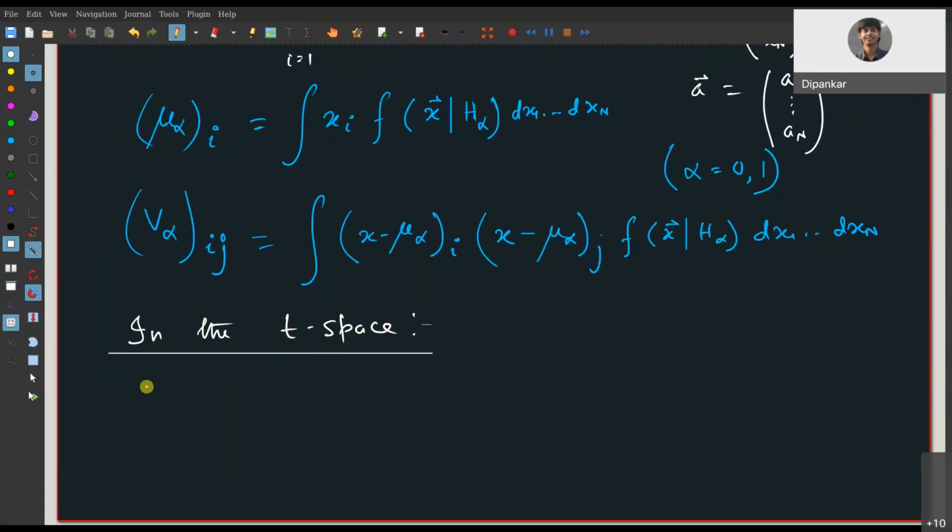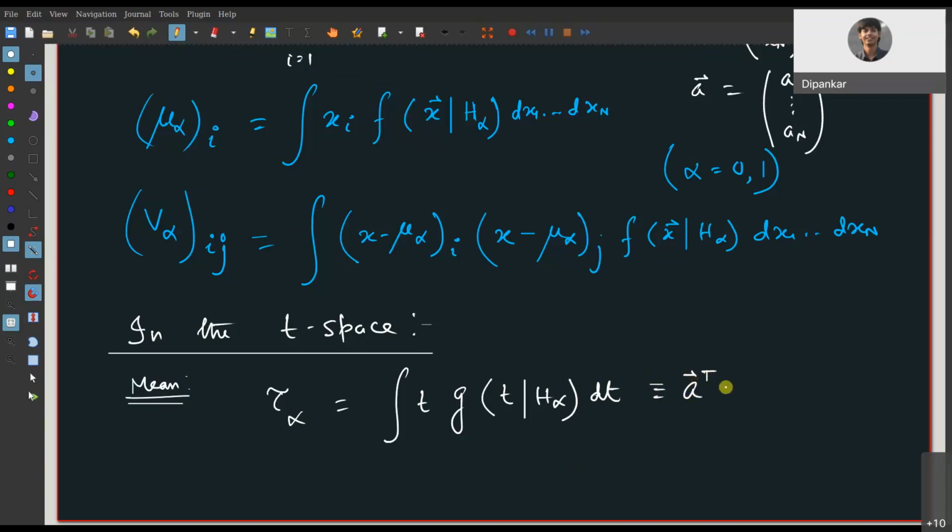The average, or the mean, let's say, I will denote by tau alpha, and that is basically the integral of t times g of t given H alpha is true dt. Okay, so this is the new thing. And how does it look in this new space? It is equivalent to A transpose vector, then mu alpha vector. What do I mean by this?